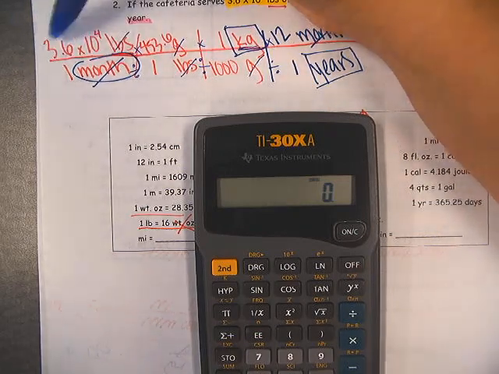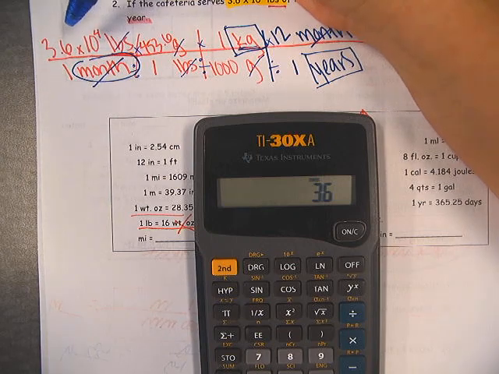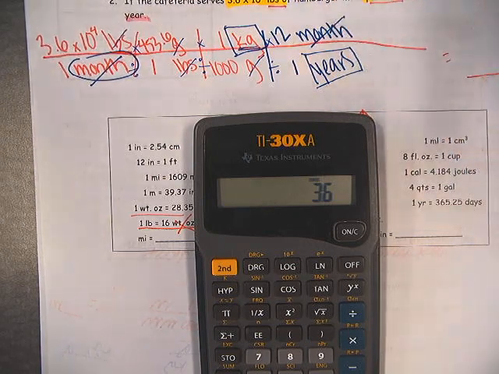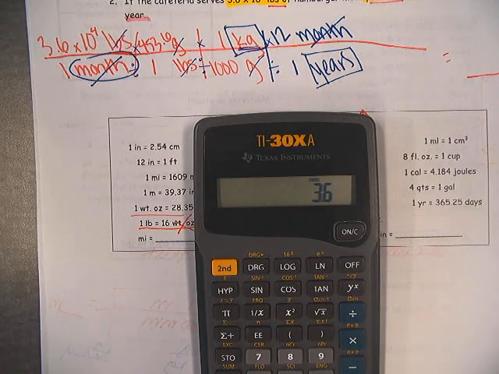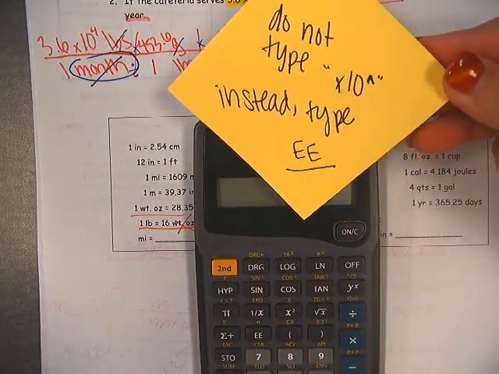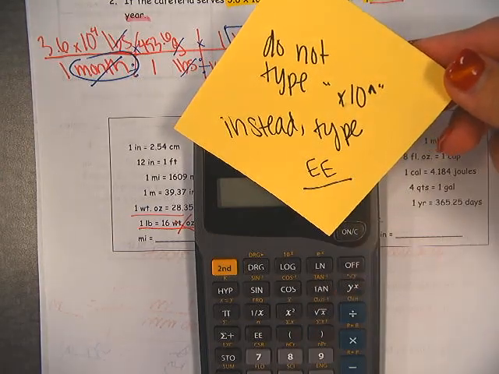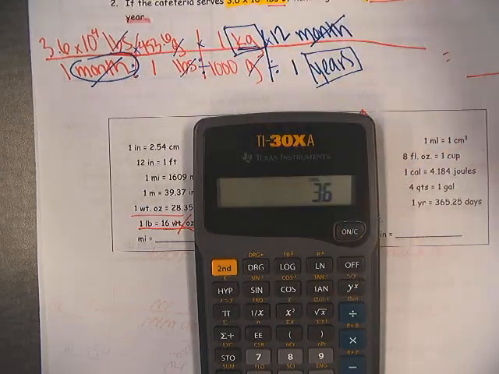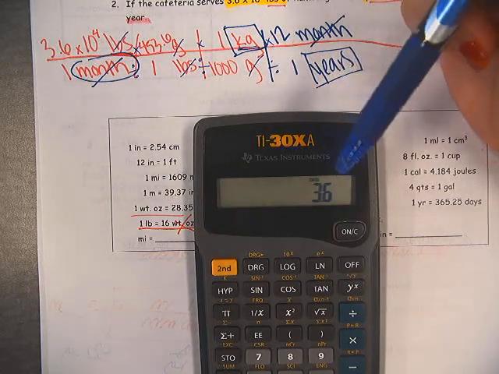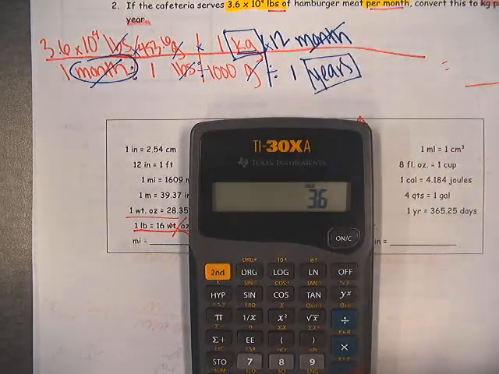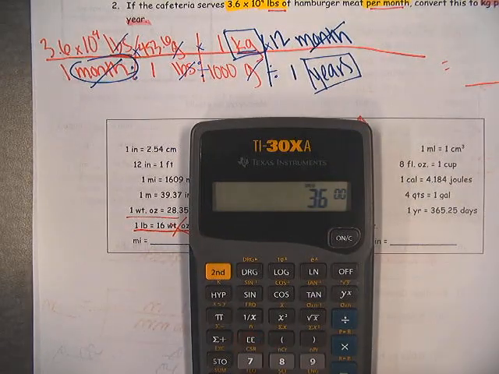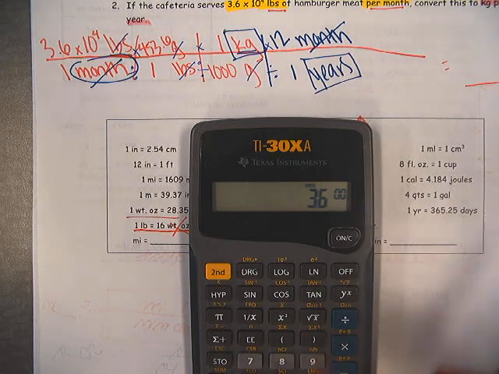So 3.6 is what I'm typing first. And then you do not type the multiply sign. So instead of typing times 10 to the power of something, you're going to type the EE button. So do not type times 10 and then a caret button. You're not going to hit the multiply sign at all. You're going to type EE. So 3.6, and then I just hit EE, and then it pulls up this little 00 thing on this calculator, and you press the 4.